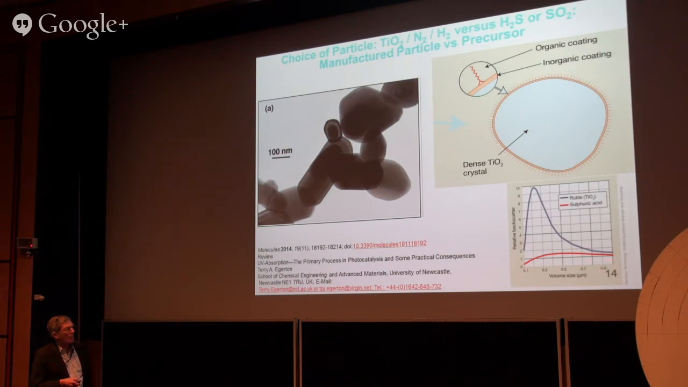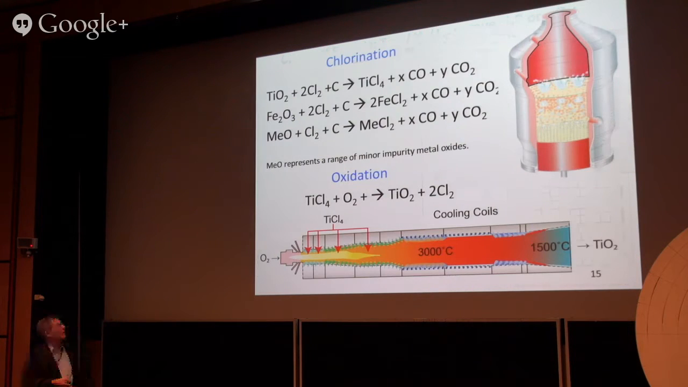This is showing the radius of the particle versus backscattering. I think this is Tarpside calculations. Others' are fairly similar to that, showing that for the sulfate aerosol, you get far less backscattering than for the TiO2. Okay, I'm just putting these slides up, and you're welcome to have copies of them.